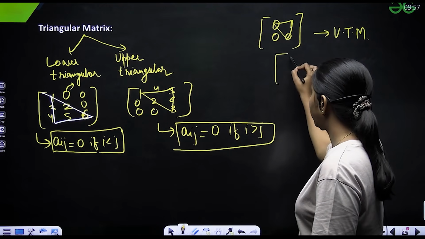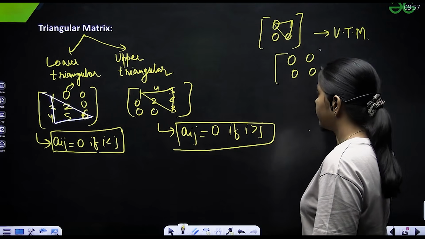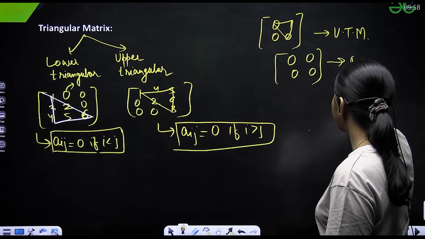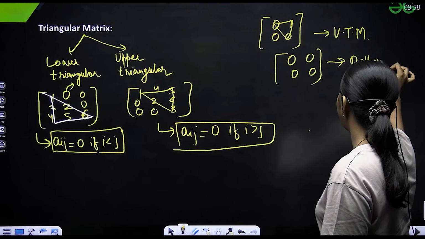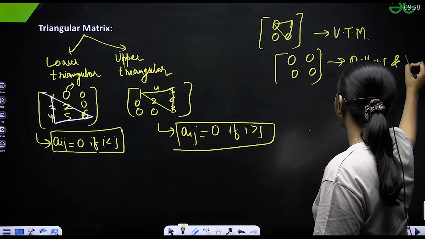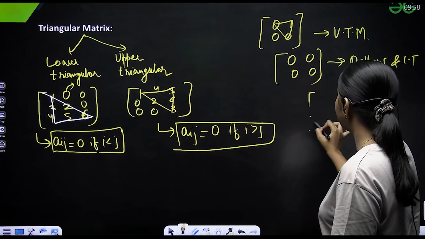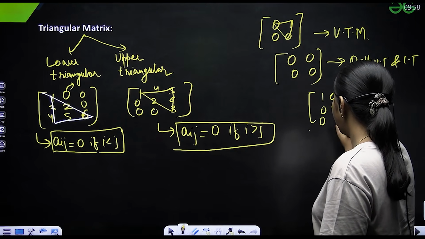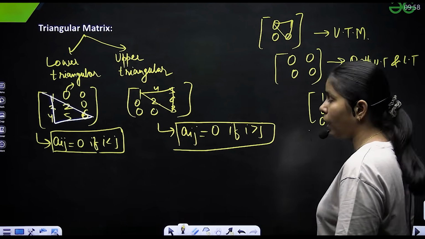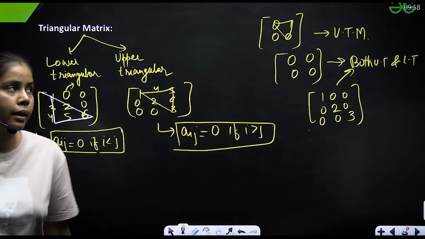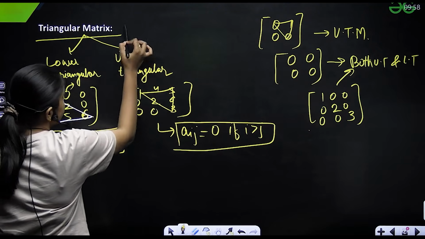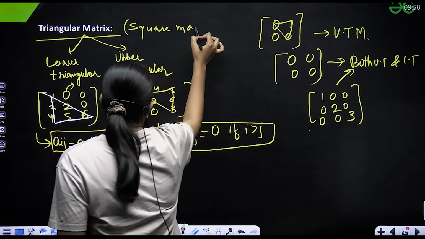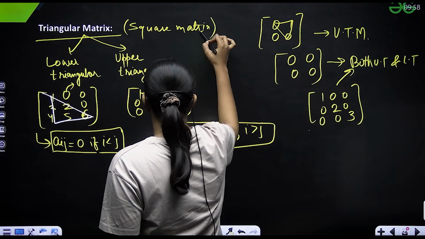Also similarly, the null matrix is both upper triangular and lower triangular. Similarly, if you take a diagonal matrix with 1, 2, 3 on the diagonal and 0 elsewhere, it is again both upper triangular and lower triangular. And one thing you should consider is that it should be a square matrix with these conditions.